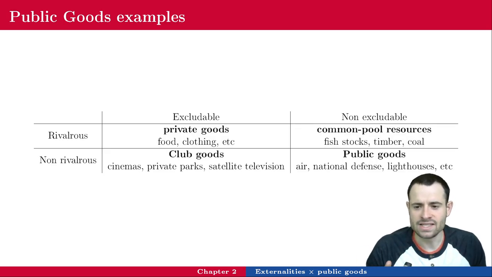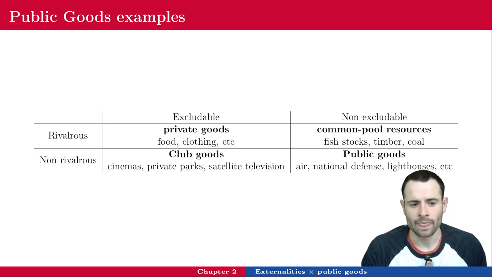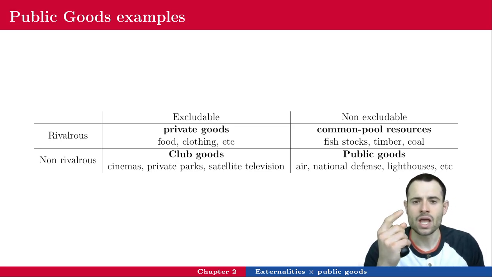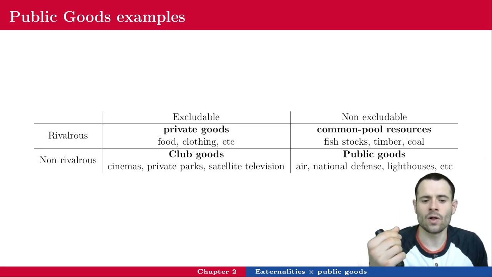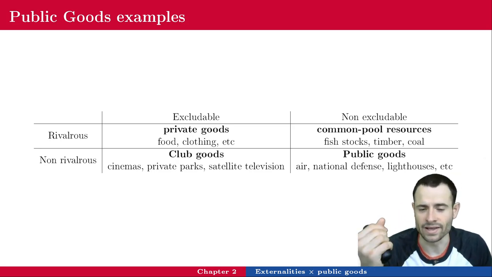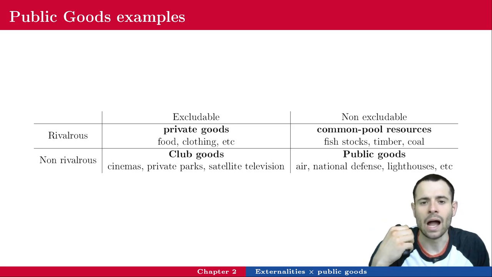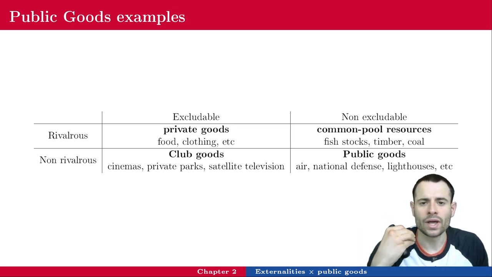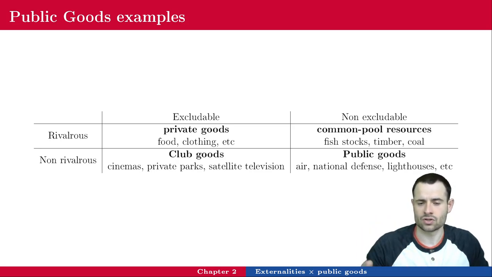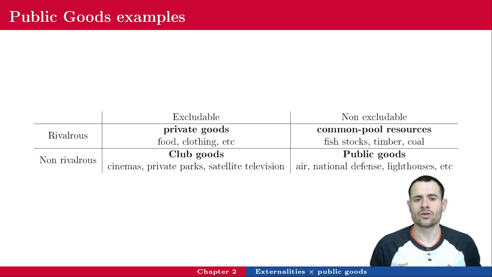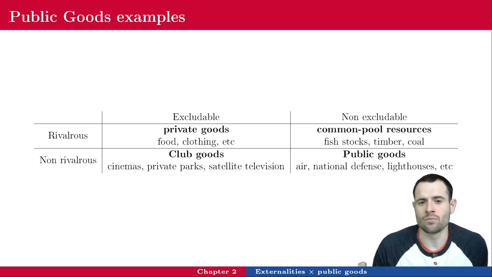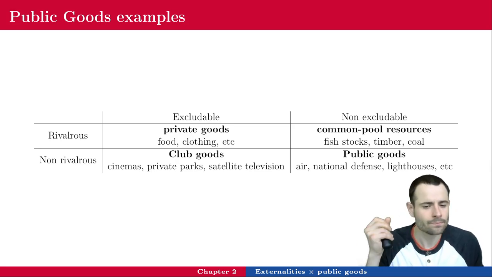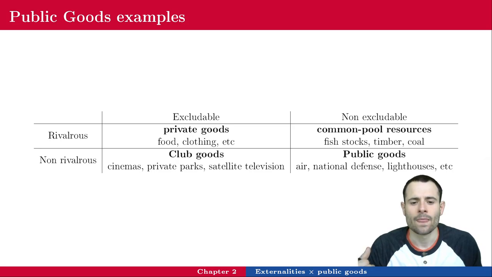Here's a table to give you an idea of the classification of goods. If a good is both rivalrous and excludable, then it is what we call a private good. This is what we know best. This is what we buy on a daily basis: our food, our clothing, and so on. We buy it for ourselves. We can exclude others from enjoying our clothes, because I'm wearing my clothes. Nobody else can now. When I decide to buy my food and eat it, nobody else can. I can choose to exclude other people. I can always share, right? So this is the standard private good.